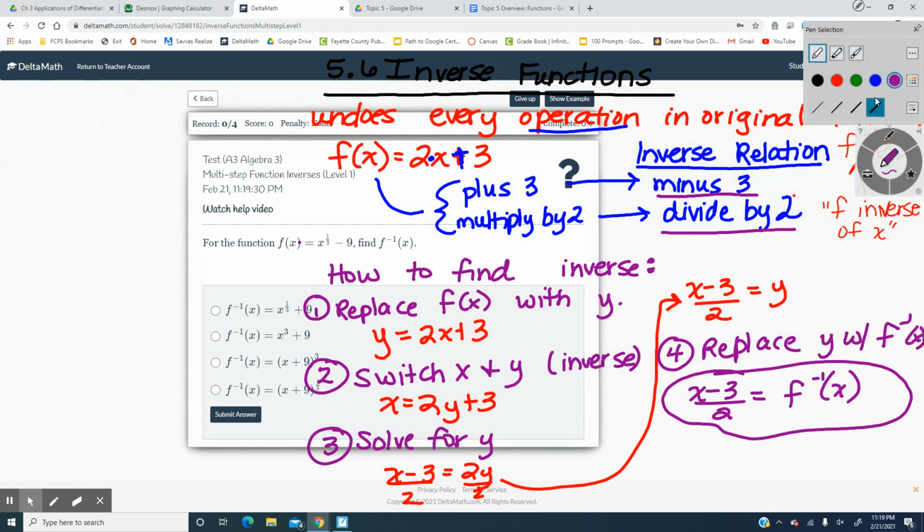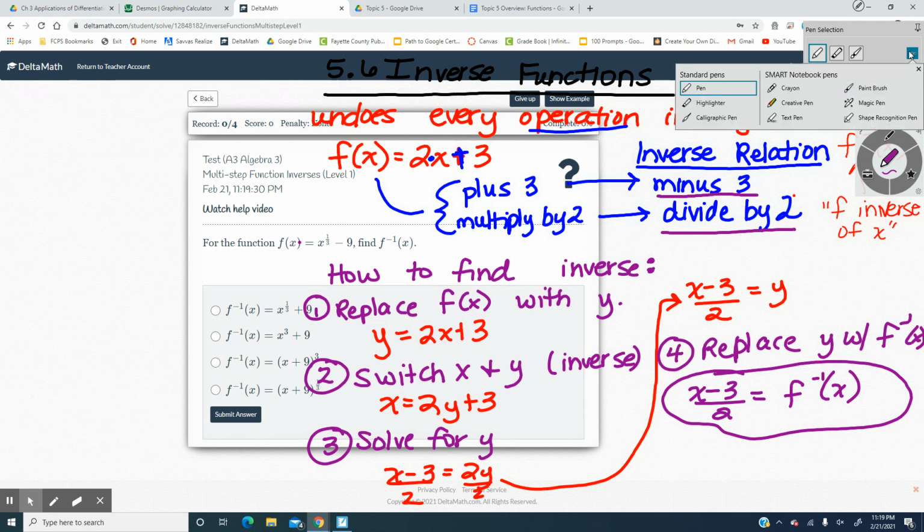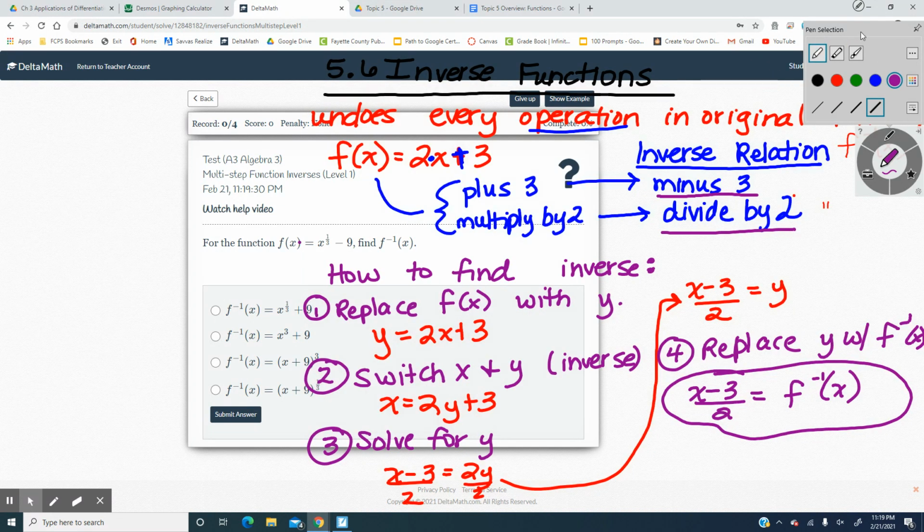Clear this ink. Clear the ink. How do I clear it? Can't find my little button. That's what I'm looking for. I need this to go away.